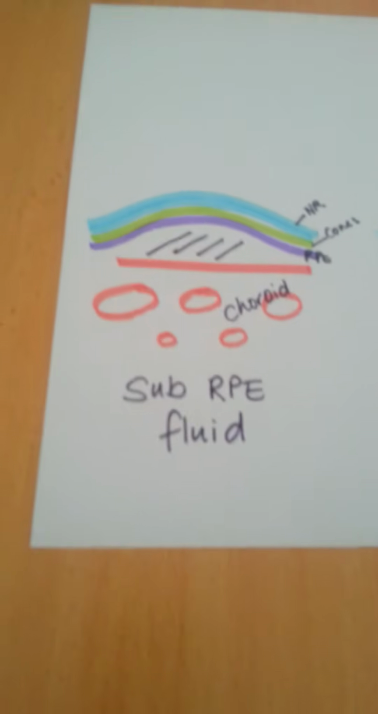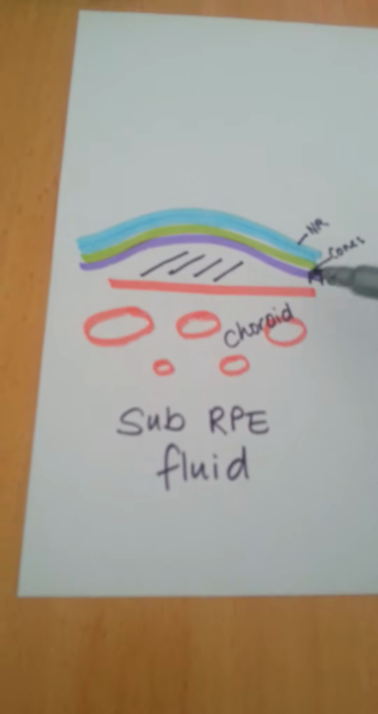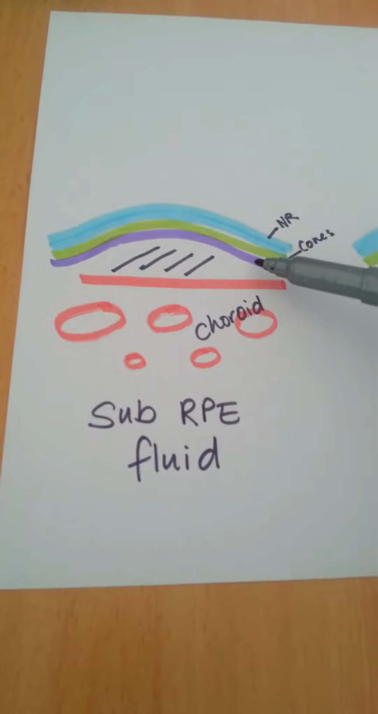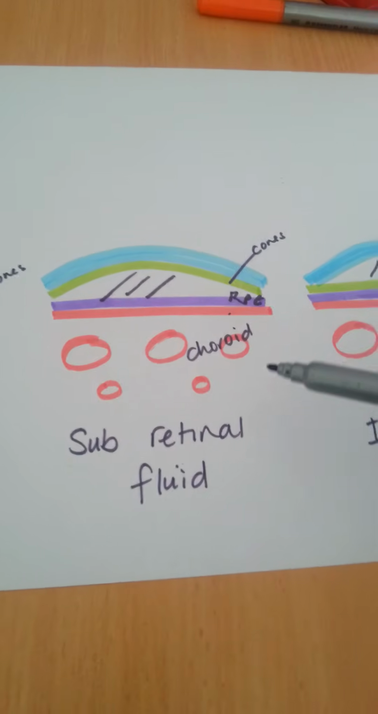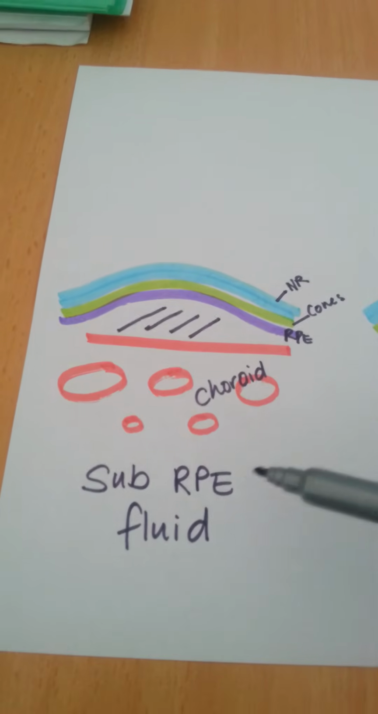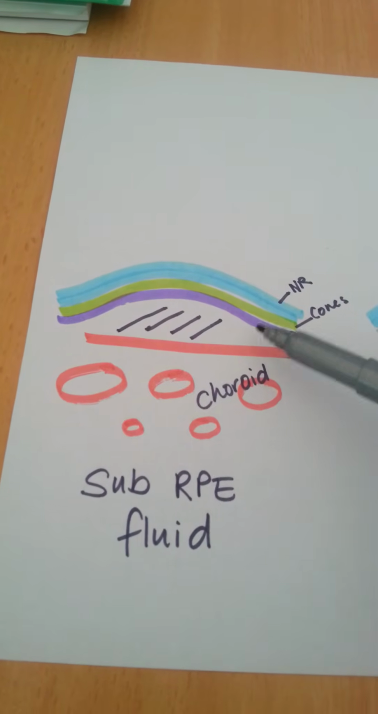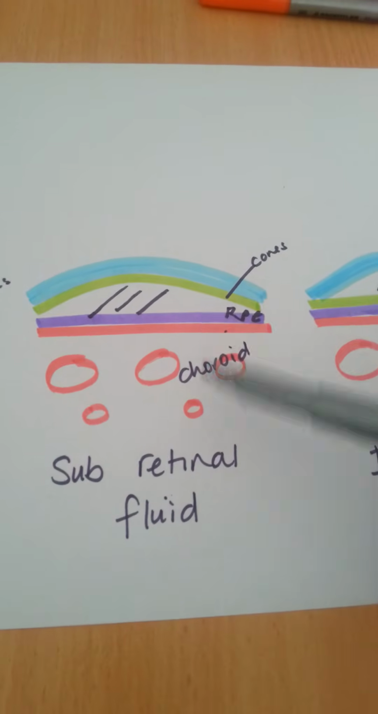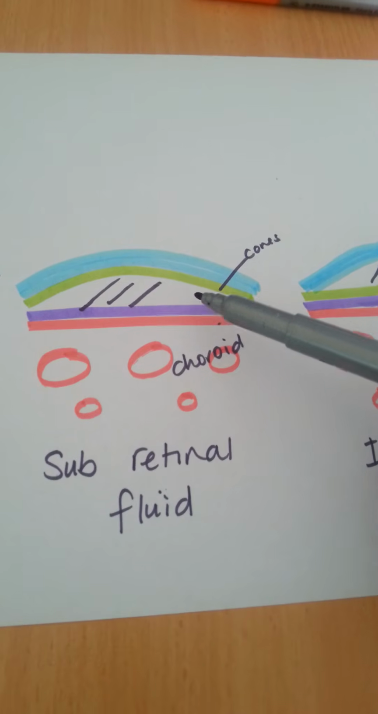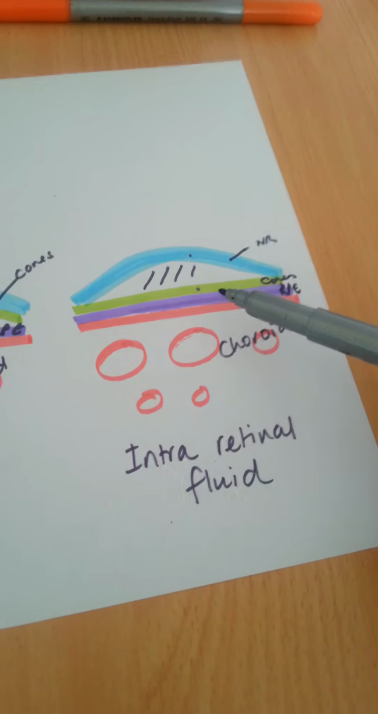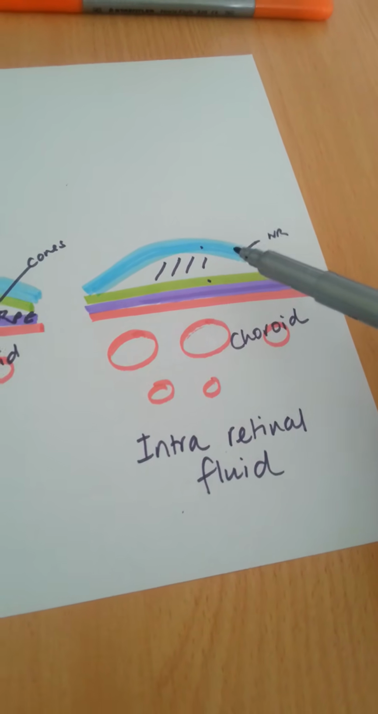So I'll just go through that again. Sub-RPE fluid is between the Bruch's membrane of the choroid and the retinal pigment epithelium. Subretinal fluid. Is that what I said before? Hang on. Sub-RPE fluid, yes, under the retinal pigment epithelium, between the choroid and the RPE. Subretinal fluid between the retinal pigment epithelium and the photoreceptors. And then the final one, intraretinal fluid, is contained somewhere between the cones and the neural retina.